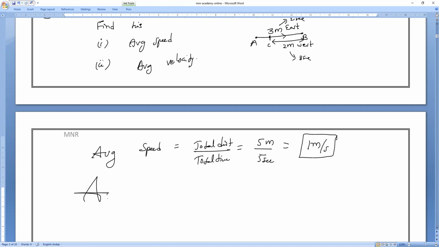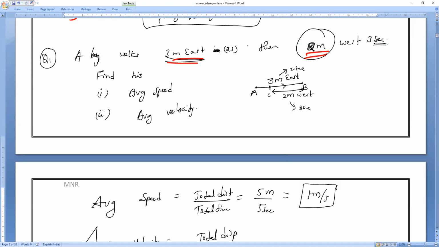Now I want to know average velocity. First of all, what is the formula for average velocity? Total displacement divided by total time taken. So first revise, what is displacement? Displacement means the shortest distance between the initial point and the final point. His initial point is A, and his final point is C. The distance between A and C is his displacement, 1 meter. That is what you have to remember.